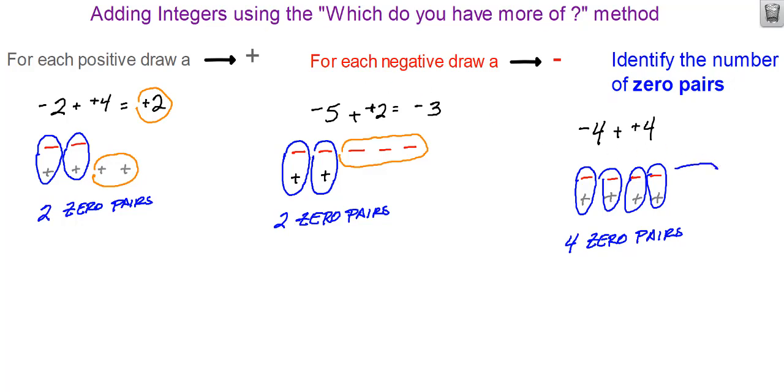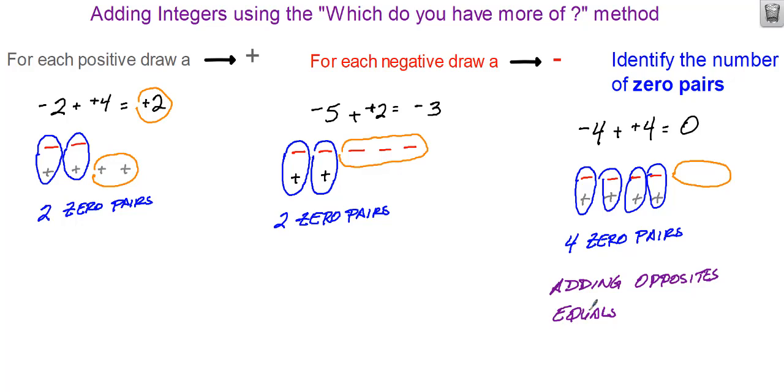Notice there is nothing left over. If you look out here, let me get my orange. If you look out here, there's nothing in that. There are no extras of any kind out here, which means our answer is 0. Once you write this down on your paper, this is a case of adding opposites. Adding opposites equals 0.